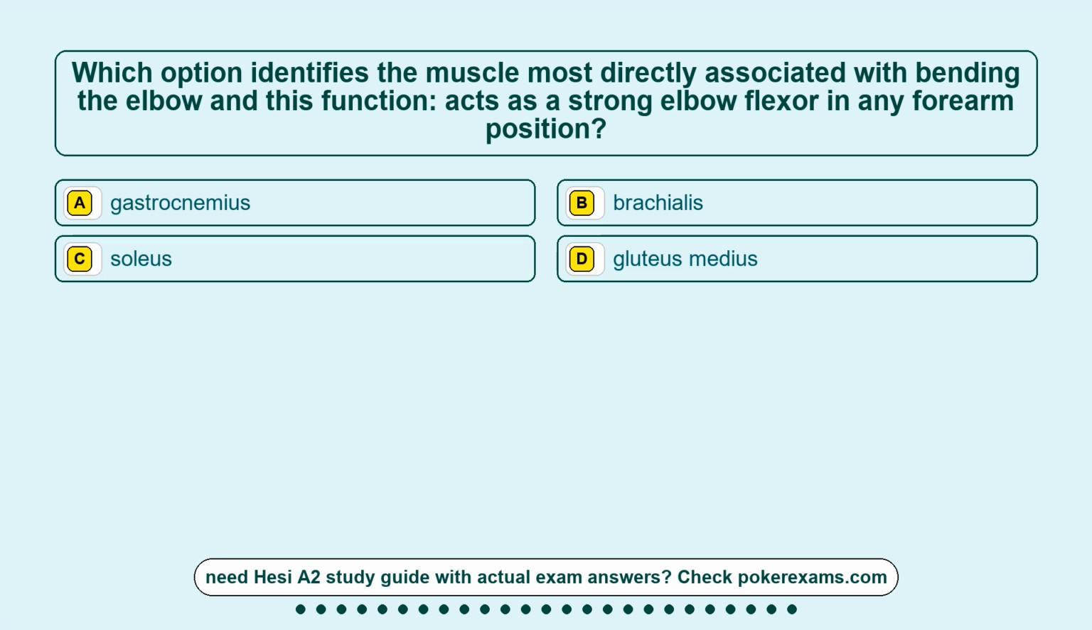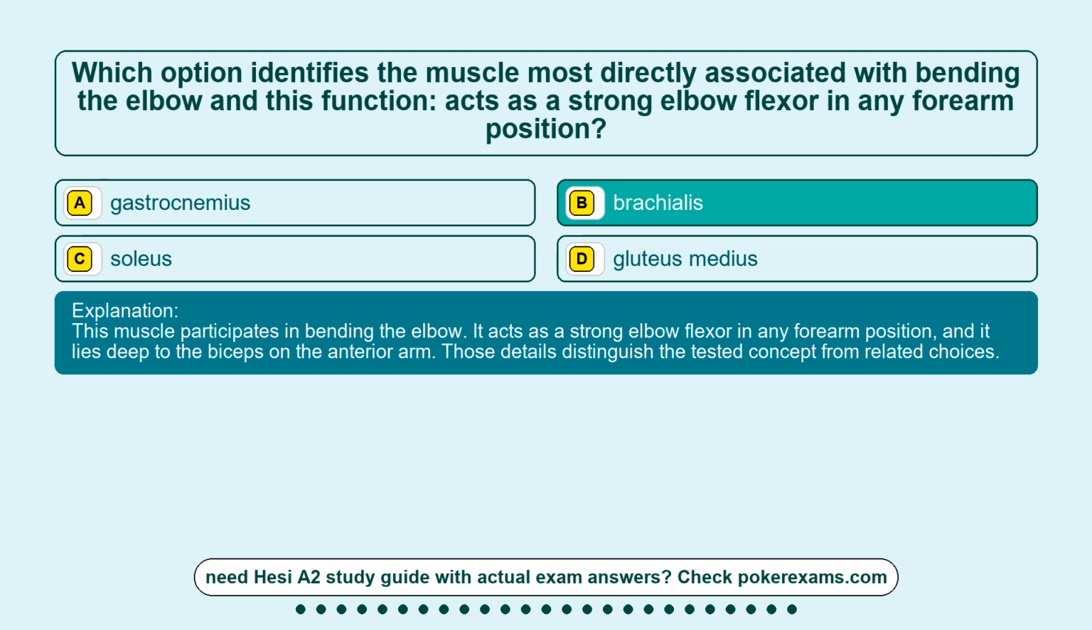Question 24. Which option identifies the muscle most directly associated with bending the elbow in this function, acts as a strong elbow flexor in any forearm position? Option A, gastrocnemius. Option B, brachialis. Option C, soleus. Option D, gluteus medius. The correct answer is option B, brachialis.